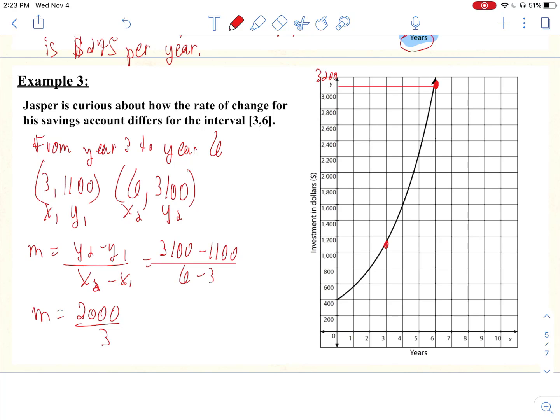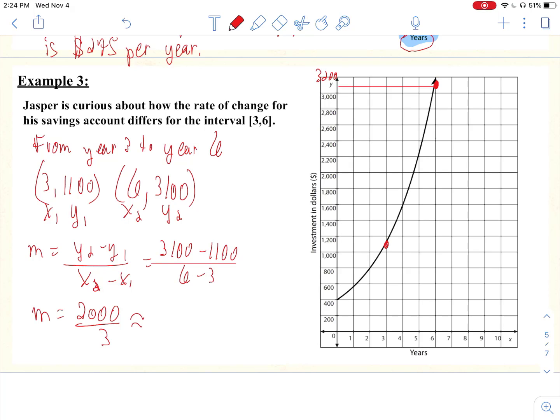If I take 2,000 divided by 3 in my calculator, I'm going to get 666.6666 repeating. When you round, you need to think about the units you're dealing with. Here, we're talking about money per year. So we're talking about the amount of money per year. Well, we're going to want to round to the nearest hundredths place. So that's the second decimal place.